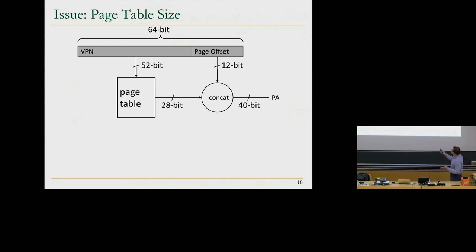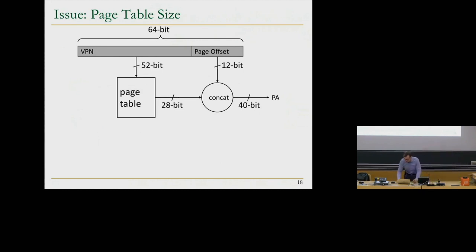There's an issue here. Assume that you have a 64-bit virtual address and a 4-kilobyte page. Your virtual page number is 52 bits. That's huge, right? Basically, you need to have 2 to the 52 entries in your page table. And assume that your physical address is 40 bits, so your physical memory size is 2 to the 40 bytes. This is the translation: you need to convert a 52-bit virtual page number to a 28-bit physical frame number, and then calculate the physical address by concatenating the page offset with the physical frame number.